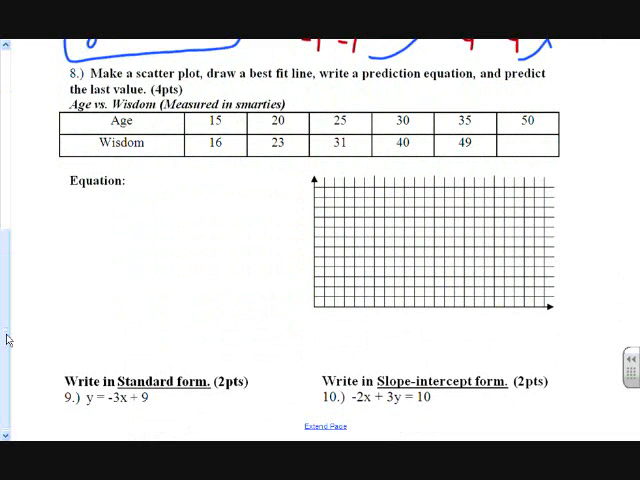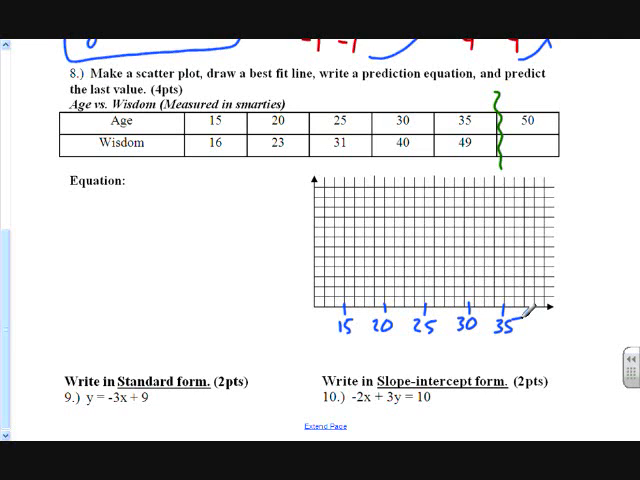Number 8 asks us to make a scatter plot, draw a best fit line, write a prediction equation, and predict the last value. So again, this last value is the thing we're going to be predicting. I'm going to start off by drawing the scatter plot, and I just need to scale this appropriately. It looks like the age starts at 15 and goes to somewhere around 35. So here I'm going to start with the 15 out a little bit. So I'll do 15, 20, 25, 30, and 35. Okay, gives me all the ages I need.